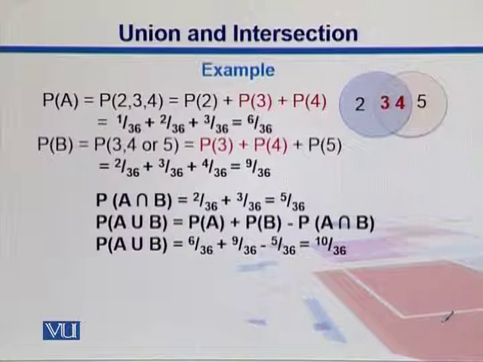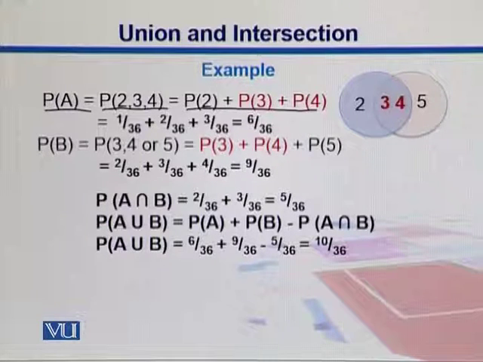Let's take their probabilities. We have the probability of A, which is the probability of 2, 3 or 4, and we can simply add them together. Remember guys, in one throw, you can only get a 2; you cannot get 2 or 3. So getting a 2 or a 3 or a 4 in just one throw is a mutually exclusive event, and we can simply add up their probabilities. So we have 1 by 36 for getting a 2, 2 by 36 for a 3, and 3 by 36 for a 4. In total we have 6 by 36 for the probability of seeing a 2, 3 or a 4.